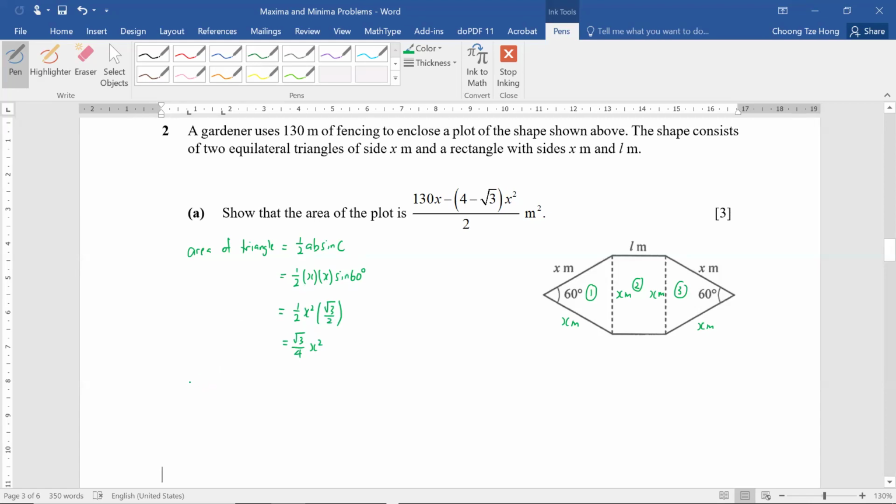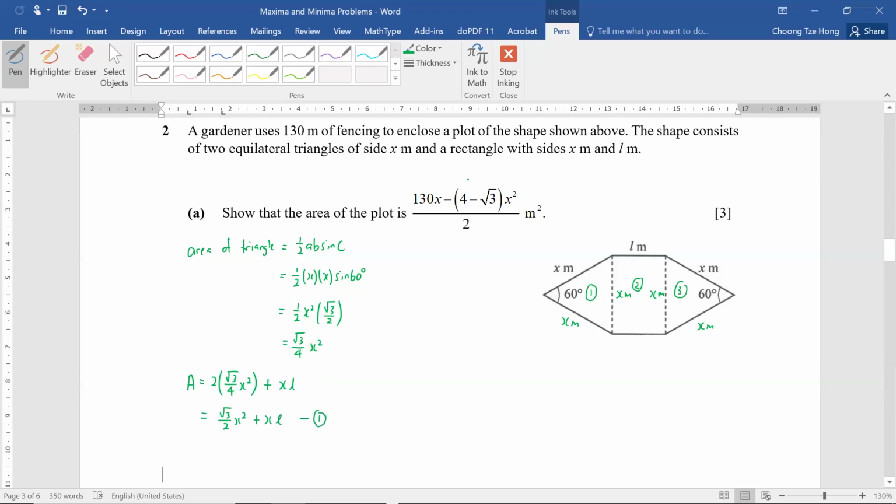Now we can find the area of the plot. The area of the plot will be 2 times this, because there are two triangles, plus the area of the rectangle. So it will be 2 times square root 3 over 4 x squared, plus x times L, for the area of the rectangle. So you'll get square root 3 over 2 x squared plus xL. Let's call this equation 1.